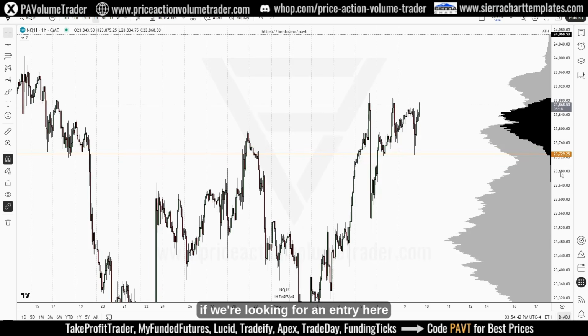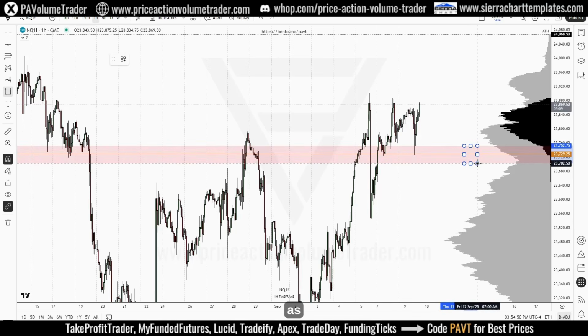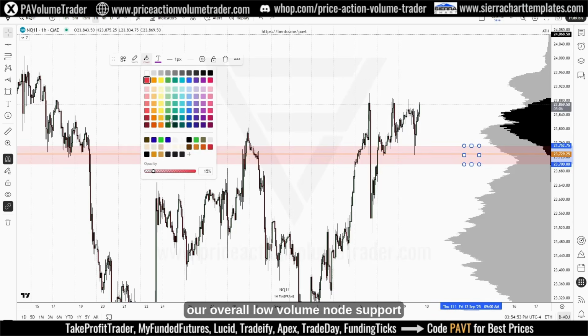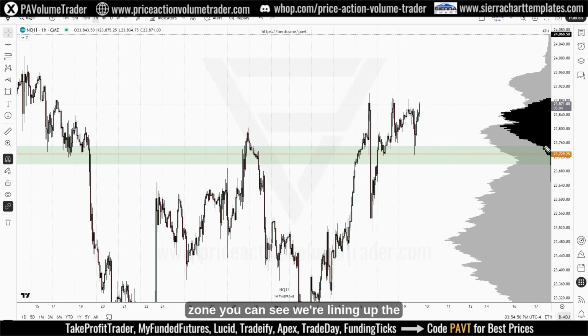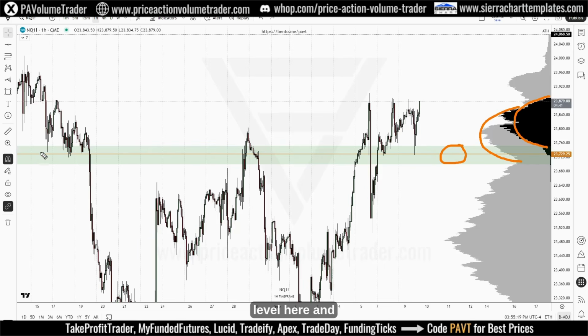If we're looking for an entry here, let me mark this right here actually. So let's say we would take this as our overall low volume node support zone. You can see we're lining up the bottom edge of the weekly profile there, and the bottom edge of the long-term profile there. So this whole range encompasses both the weekly and the long-term. We can see we are at a very important level here, and we're coming back to retest it.